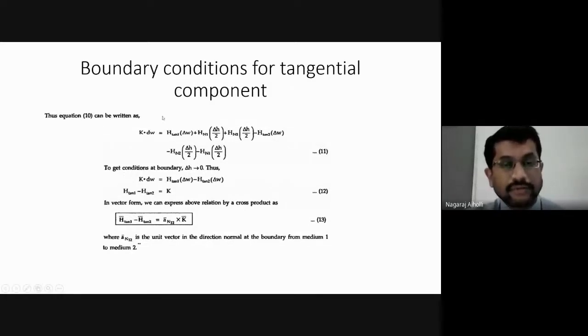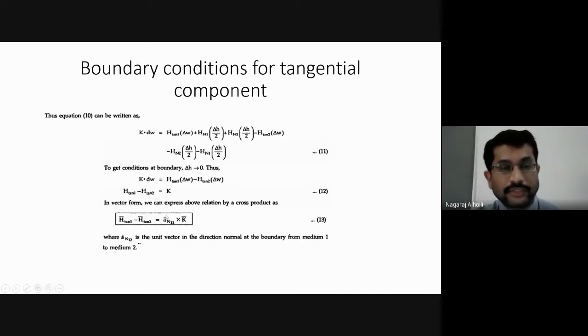Next, if we want to evaluate at the boundary condition, we have to consider delta H tends to 0. If we substitute here, we'll get K dot dW is equal to H tan 1 delta W. Wherever it is delta H, that will all become 0. Therefore, it will be H tan 1 delta W minus H tan 2 delta W. Take delta W common. Delta W and dW will cancel because dW is as good as delta W. Therefore, the equation will be H tan 1 minus H tan 2 is equal to K.